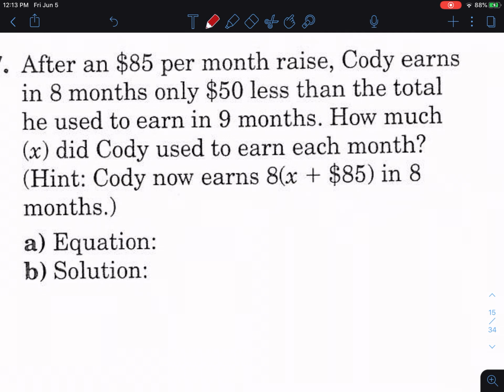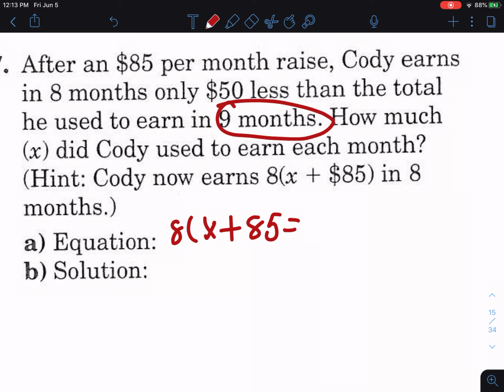Okay, so now we are on number 7, talking about Cody. After an $85 per month raise, Cody earns in 8 months only $50 less than the total he used to earn in 9 months. How much X did Cody used to earn each month? So they gave us that first part. First part starts with 8 times X plus 85. And we want to know how much he earned in 8 months. Or it started with the 9 months, sorry. So then we have 9X, and then it said $50 less. That less means minus 50. So it was 9 times his original amount, and then it was $50 less.